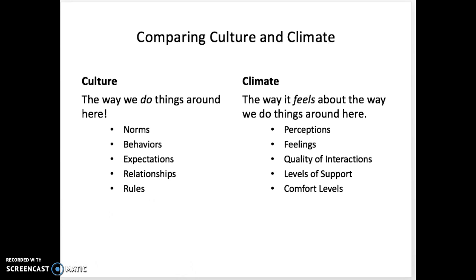Culture and climate. The culture is the way we do things around here. The norms, behaviors, rules, expectations, and relationships. How they work together. Perhaps there are traditions at your school that help create a sense of a certain culture at your school. Is there a culture of achievement? How does that happen? How does that come about? The climate is the way it feels about the way we do things around here. Perceptions, feelings, quality of interactions, level of support, and comfort levels. When someone walks into your school who's new to that environment, what do they feel? That will give you a sense of climate. I think you can kind of discern the 2 things, the culture and climate.